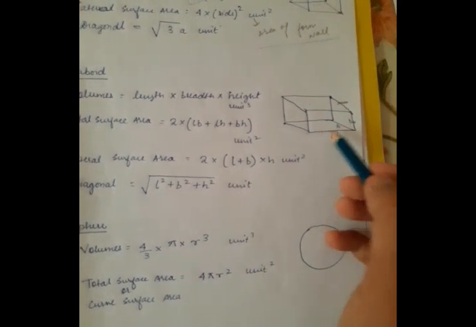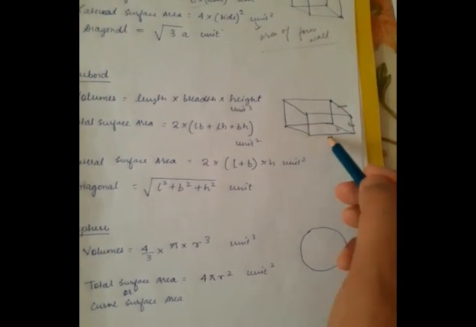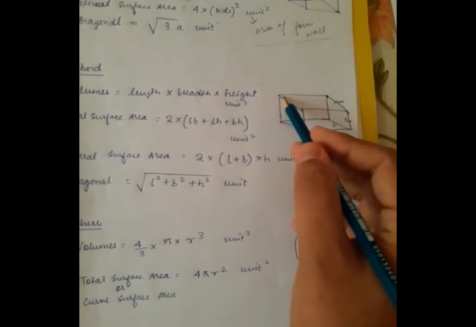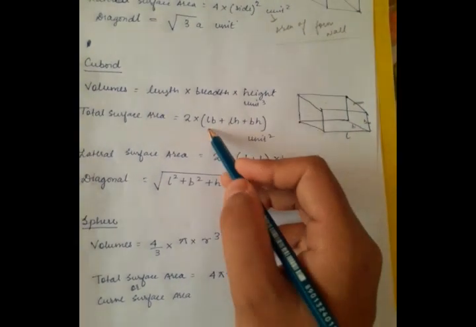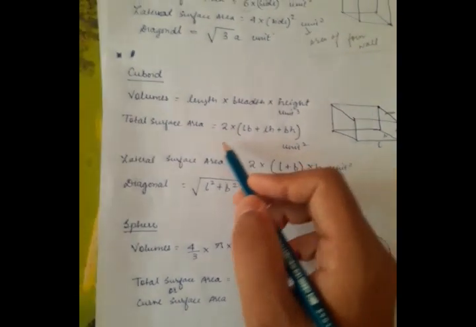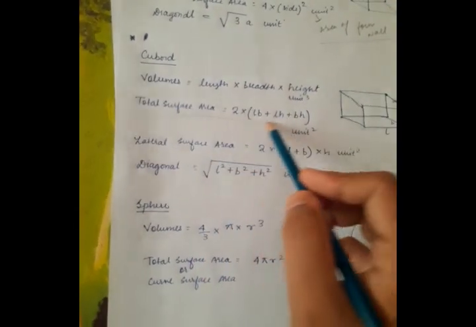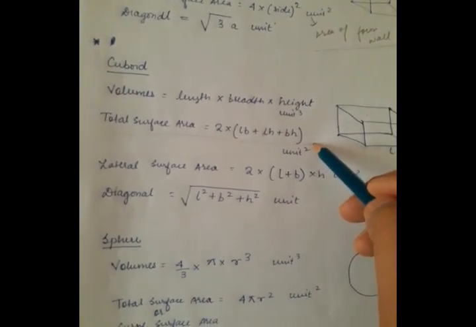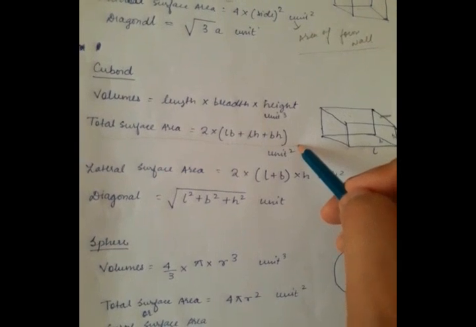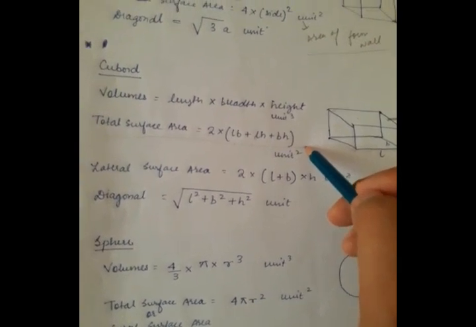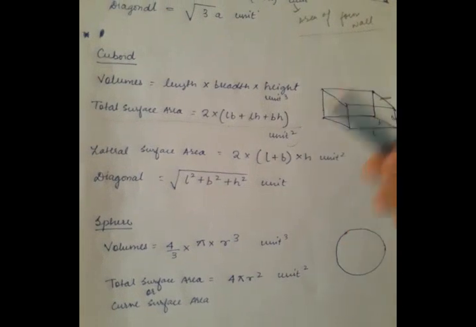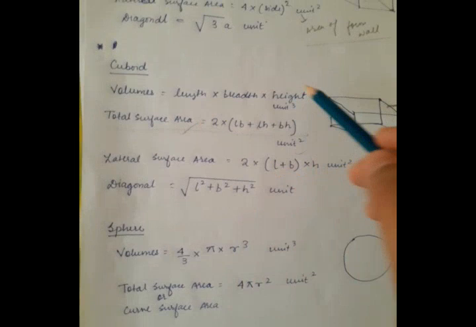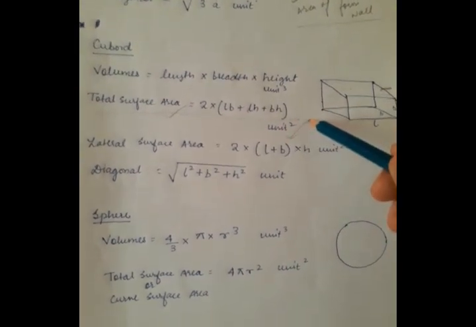And for the upper base, that is this part, length into breadth, and for the lower as well as the upper part it is length into breadth, twice length into breadth. That is why the total surface area formula stands as 2 into (length into breadth plus length into height plus breadth into height) unit square. Remember, it is square because we are discussing area. Whenever there is area, we have to mention it as unit square.